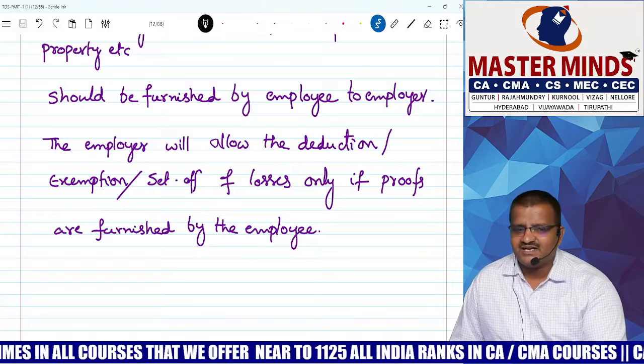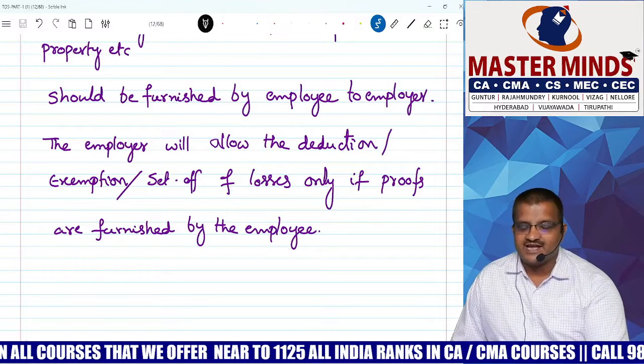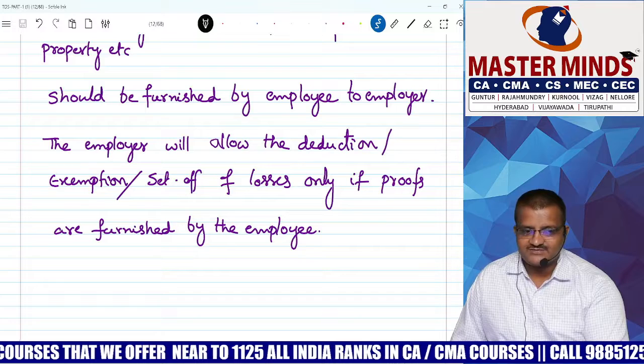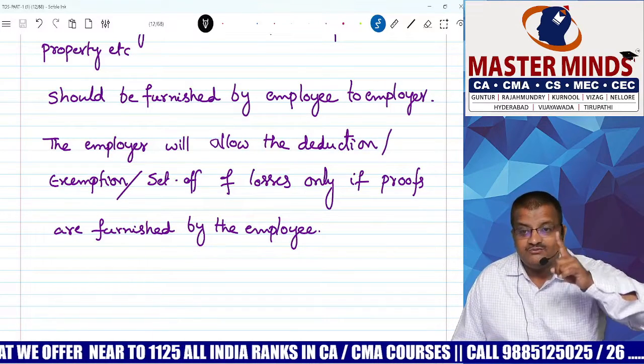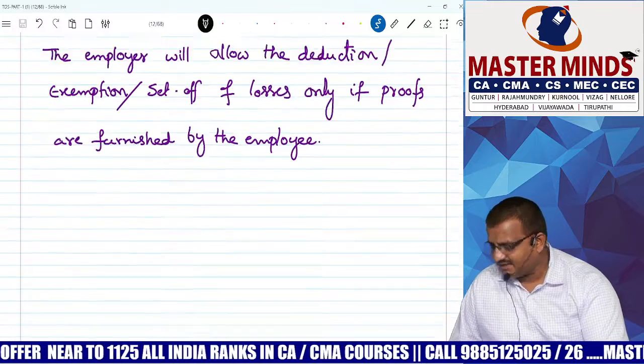Once upon a time, it was not like that. You would give a declaration: sir, I have losses, I have this much expenditure, sign and give me. Nowadays, no. You have to submit the proofs. Correct? Yes. Important.